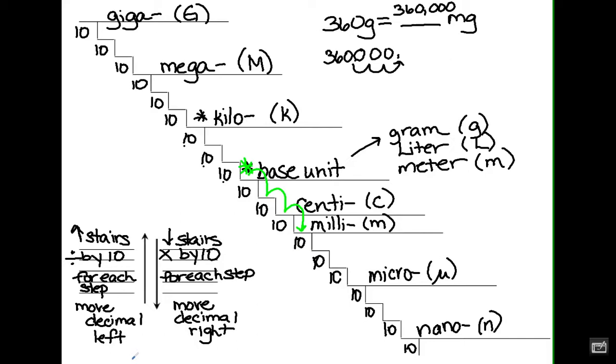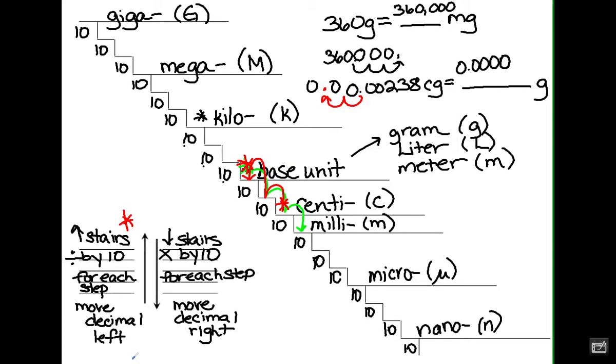Now, let's do letter B, which is slightly different. Letter B says 0.00238 centigrams is however many grams. I'm going to change my colors again. So I am starting here at centi and ending up at base. So I'm going to hop 1, 2 to do that. And I am moving up the stairs when I do that. So I'm going to divide by 10 for each step and move the decimal to the left. So I take this decimal here and I hop 1 space, 2 spaces, and put my new decimal there. I would then fill in here with a 0. So my answer would be 0.0000238, and I would be done.